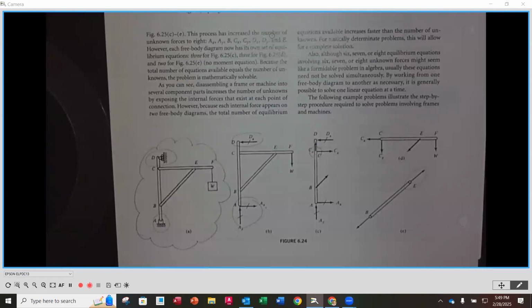So again, we're not going to be learning anything new here as far as information, but we're applying the concepts that we've learned from chapters 2 through 5 now to how to solve frame problems. So let's jump into an example.